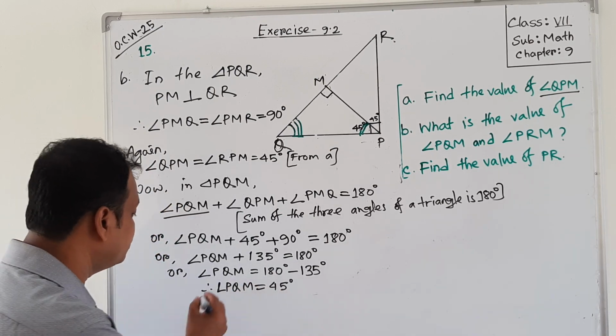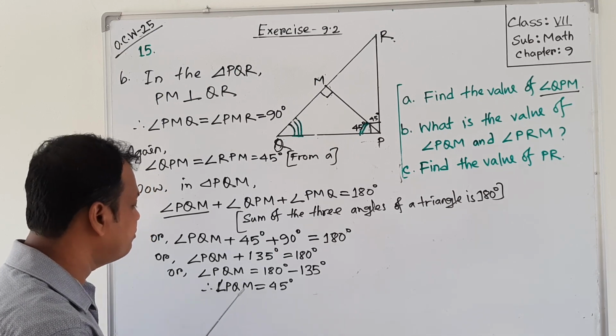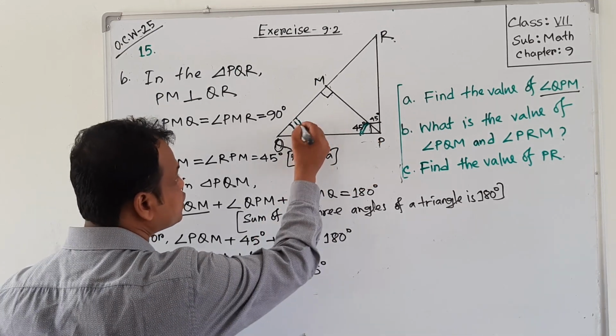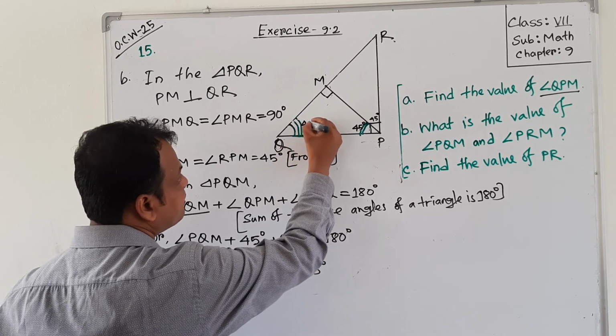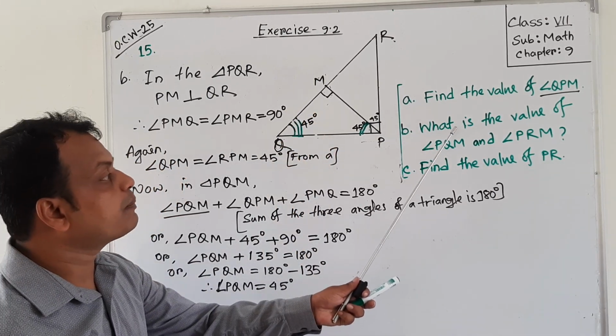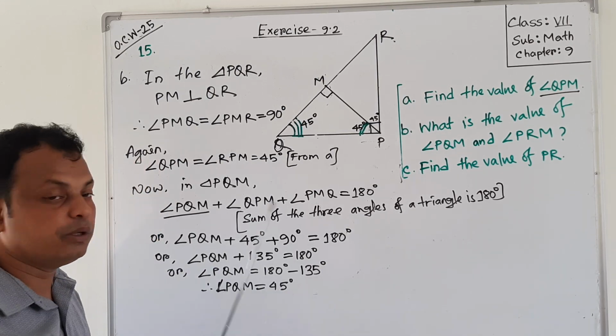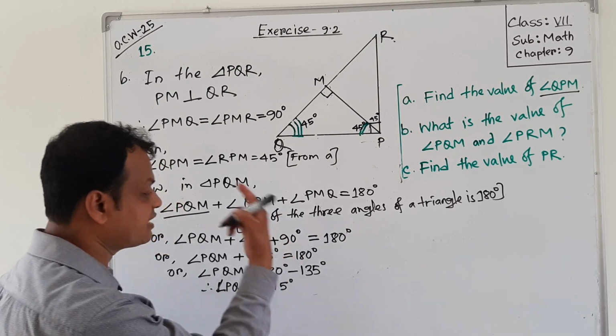So we have got the value of angle PQM. The value of this angle will be 45 degrees. We have to find the value of angle PQM, so the value of PQM will be 45 degrees. So this is the result.